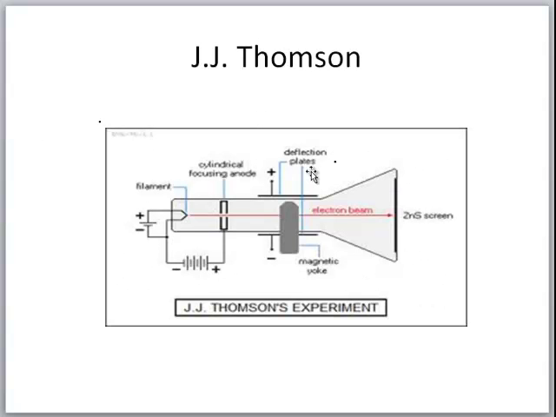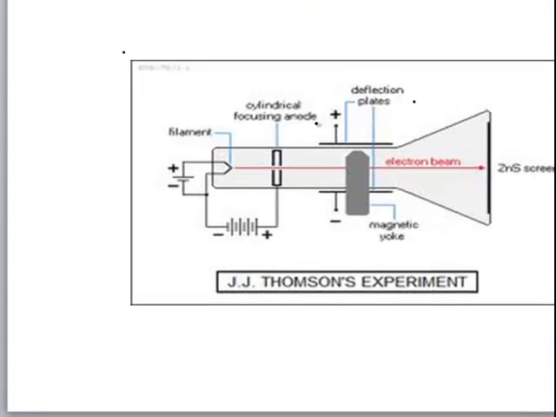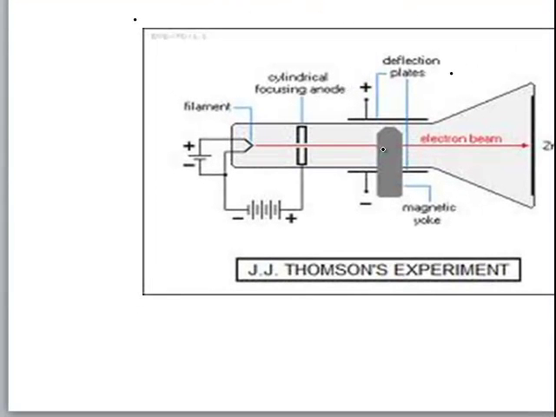So let's take a look at Thomson's experiment first. What J.J. Thomson did was he took what we call a cathode ray tube, and basically a cathode ray tube is the tube that you would see in an old-style television and an old-style computer screen. What Thomson did was he evacuated the tube and he created what we call a vacuum. So he took everything out of the tube, including the air. What this did was it allowed Thomson to experiment with different atoms.